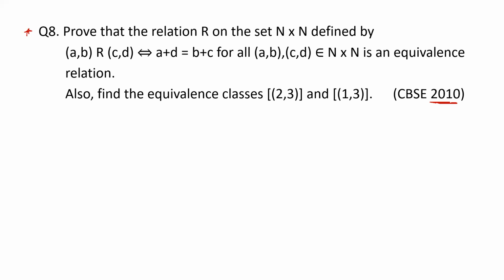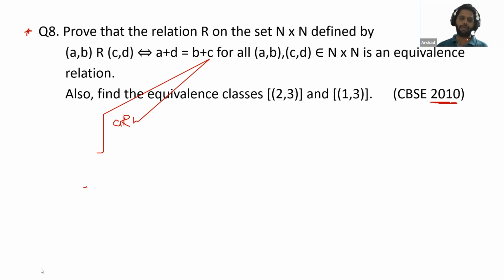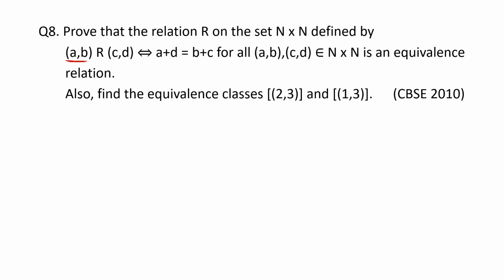Sir, equivalence class 2, 3 means we have to find the set of all the elements related to 2 and 3? Yes, and 1 and 3. Now, in this case, what happened? Normally, we have two elements, A related with B. But here, in place of elements, they have assumed ordered pairs. So this is the difference. Here, in the place of the first element, you have the first ordered pair. This is the second one.